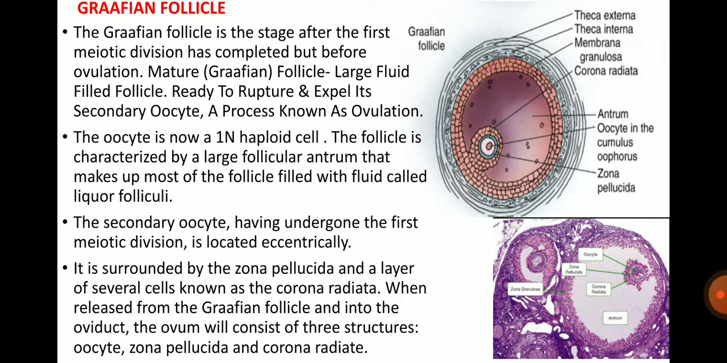The second diagram also is the diagram of the Graafian follicle, which has almost moved towards the peripheral region of the ovarian cortex, and it is just ready to be ovulated.